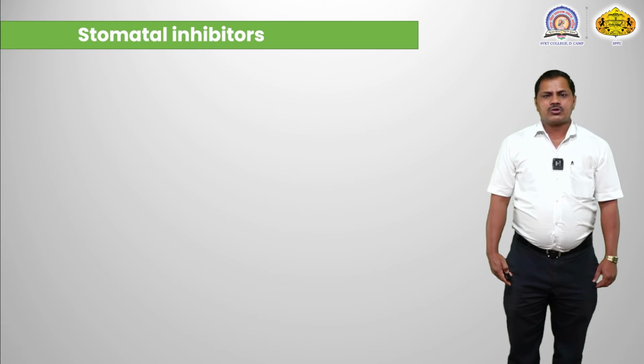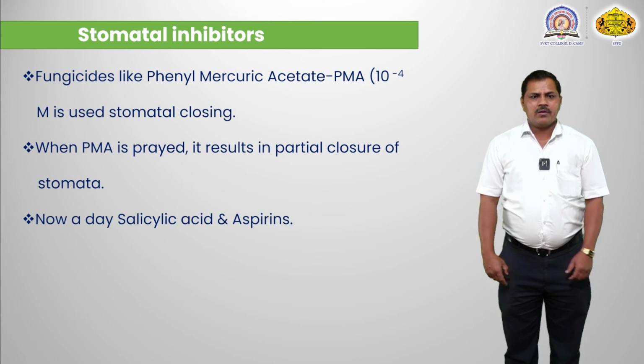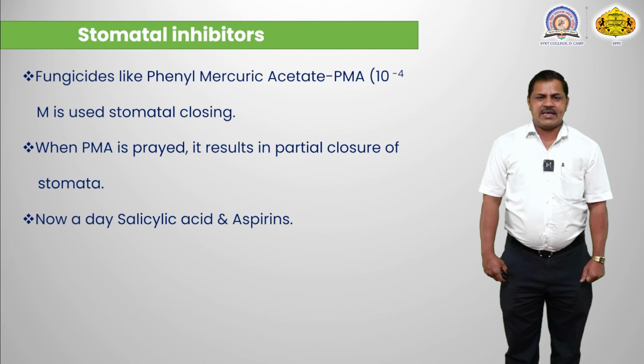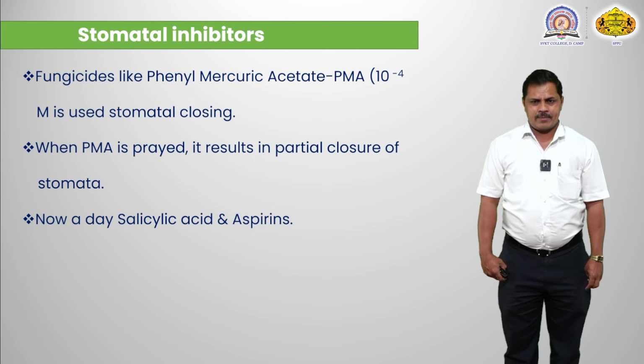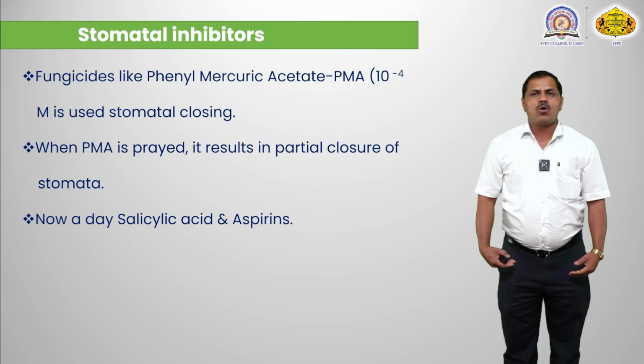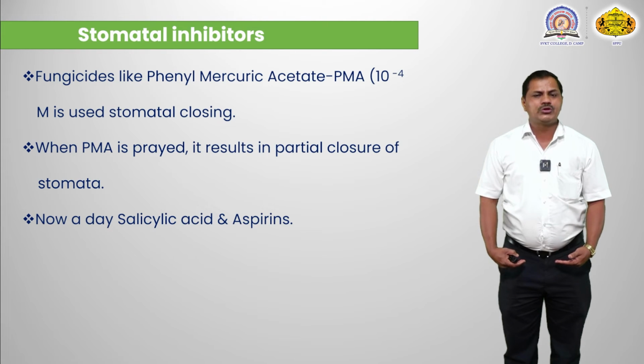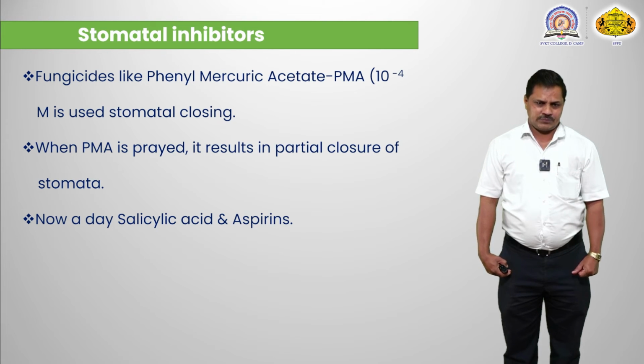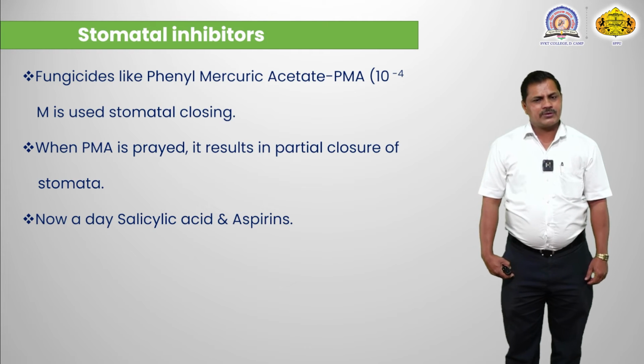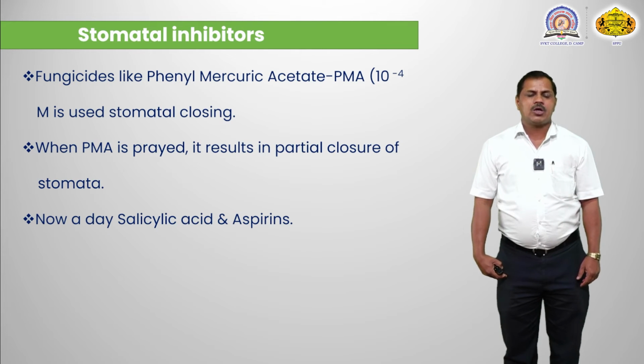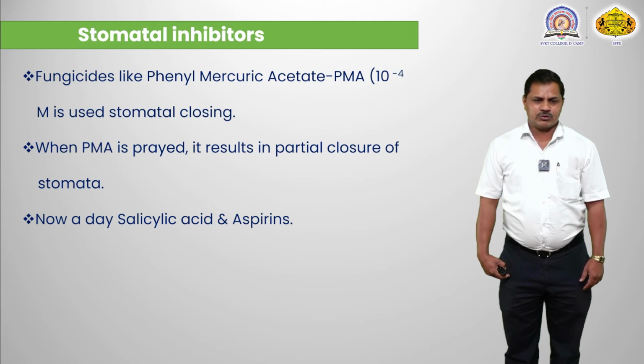Then another type is the stomatal inhibitors. These include fungicides like phenyl mercuric acetate, which are used for stomatal closing. These fungicides are very useful and beneficial for reducing the loss of water molecules to the atmosphere. They can be used for closing the stomatal aperture, and when the stomatal apertures are closing, ultimately the loss of water molecules is also decreased.